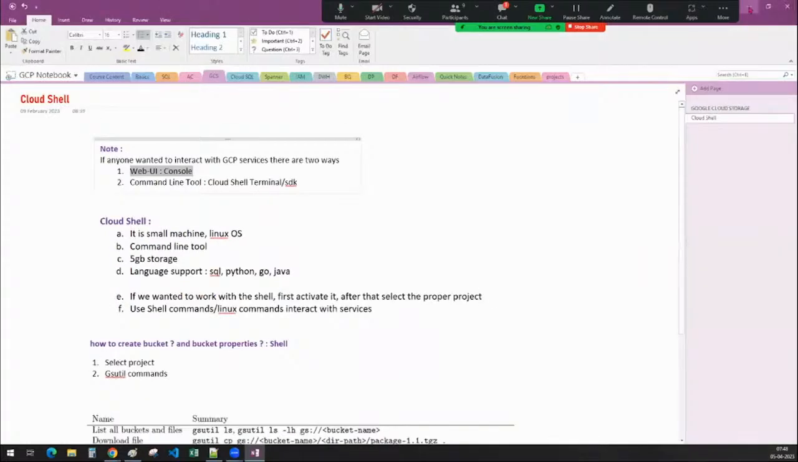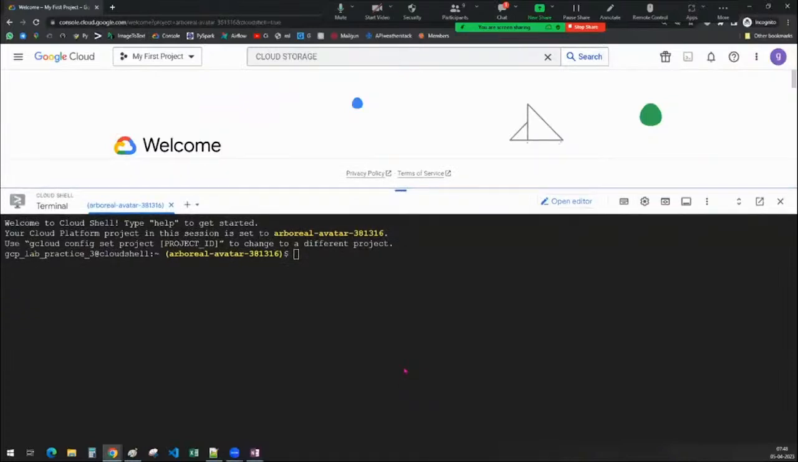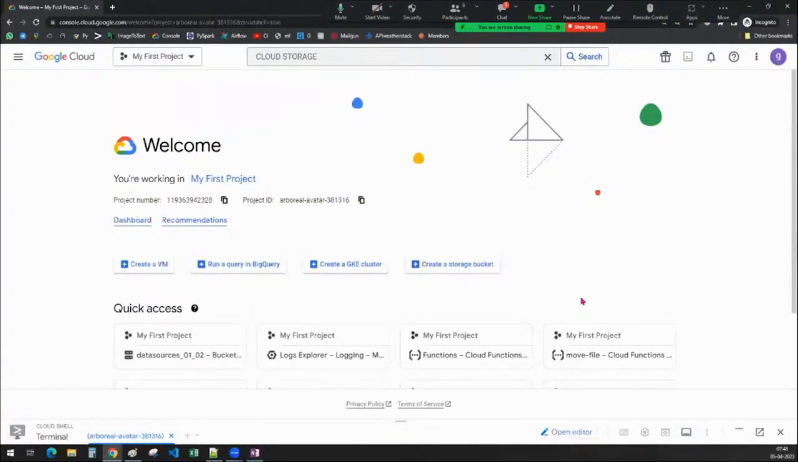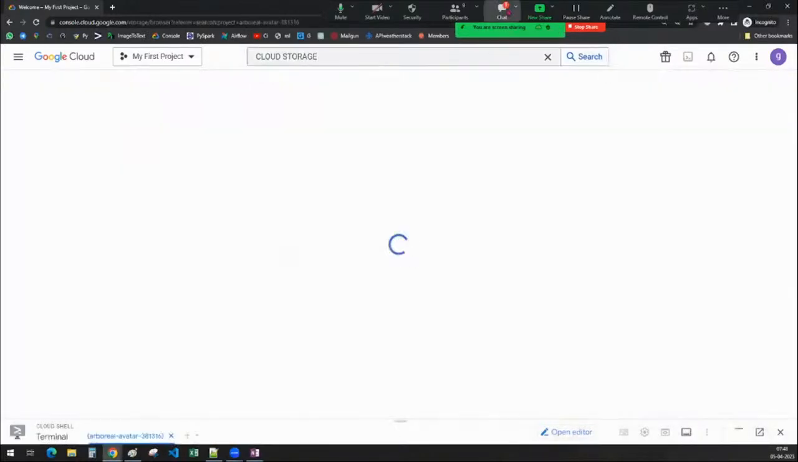Now we understood that there are two ways that we can interact with the interface: one is the console and the other is via Cloud Shell. Now we will go to Google Cloud Storage and try to create a bucket in the console.